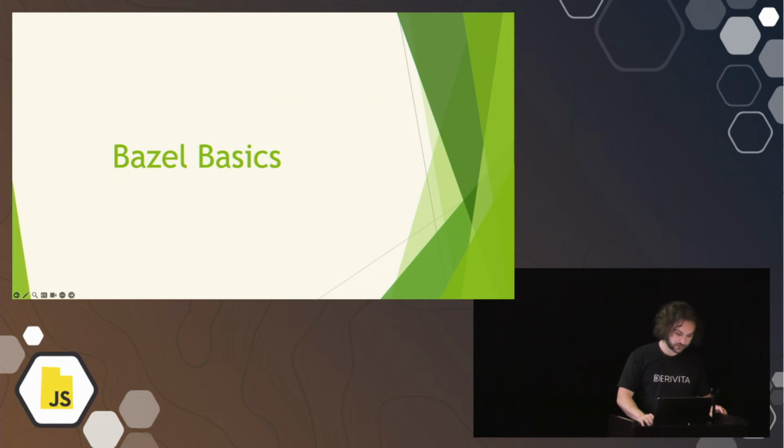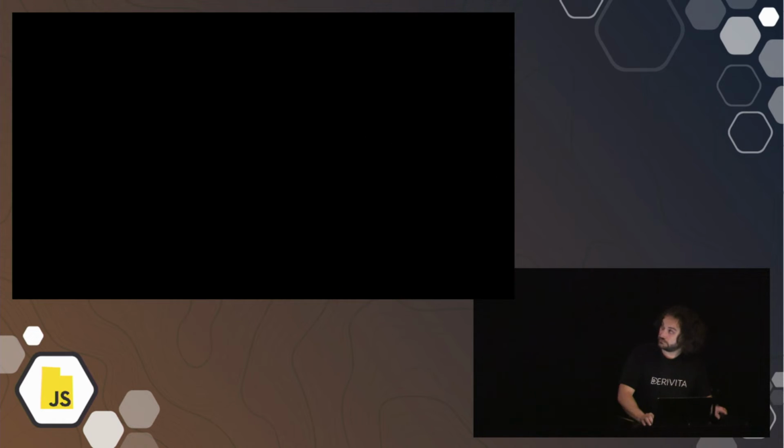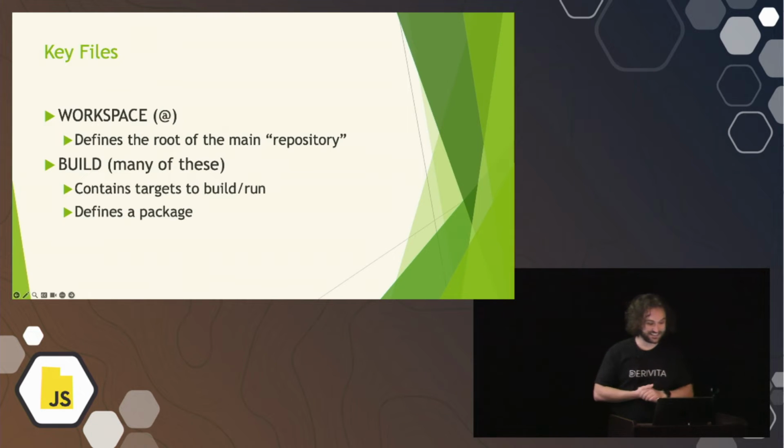Okay, so let's talk a little bit about some basics before we jump into some code examples. The first thing is a workspace. Oftentimes it's abbreviated with the @ symbol.